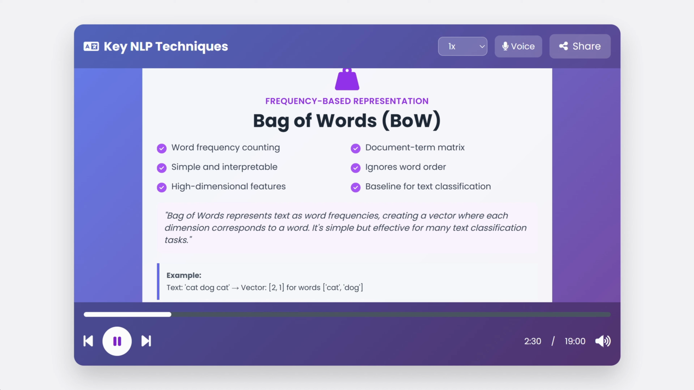The resulting vectors can be very high-dimensional, especially with large vocabularies, but bag of words serves as an excellent baseline for text classification tasks. For instance, the text cat dog cat would be represented as a vector 2, 1 for the words cat, dog, showing that cat appears twice and dog appears once.